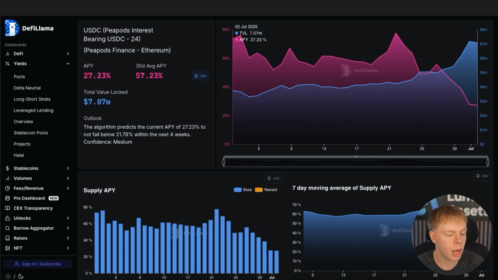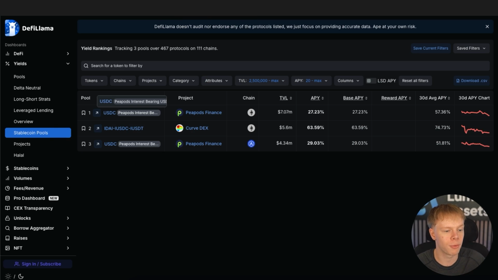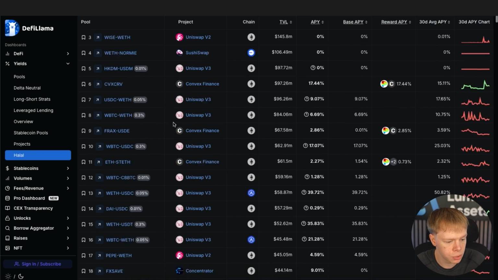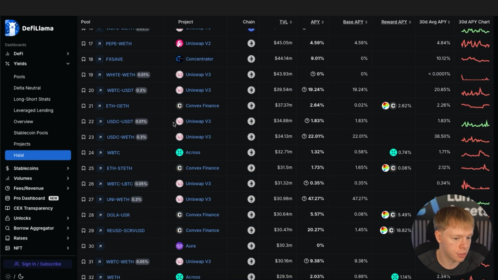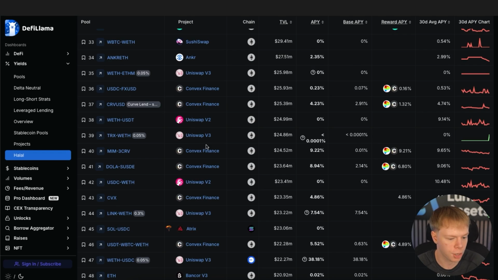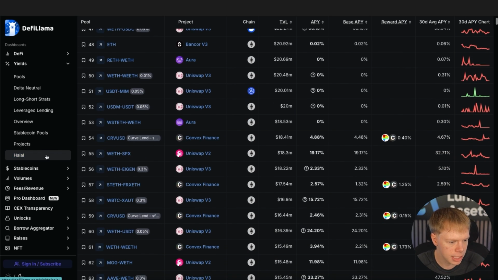So again, for stablecoin opportunities, I do prefer DeFi Llama over Metrics Finance. Metrics Finance doesn't have great functionality for stablecoins and other opportunities. I will say that. On top of that, if we go over to the halal section, this is going to be higher quality yields over here. There's not as many pools, but ultimately it's going to show us stuff that is relatively real yield and consistent and uses solid projects. So you'll see a lot of Uniswap, Curve, Convex, stuff like that, just the top decentralized exchanges.